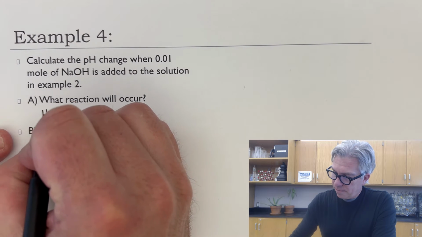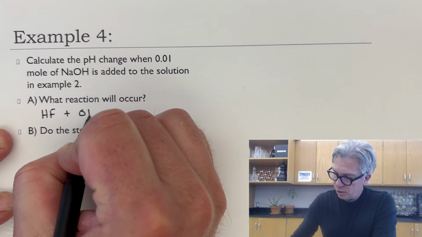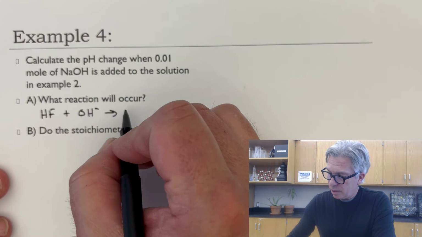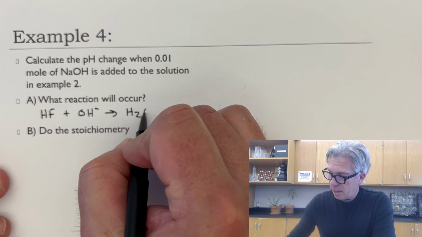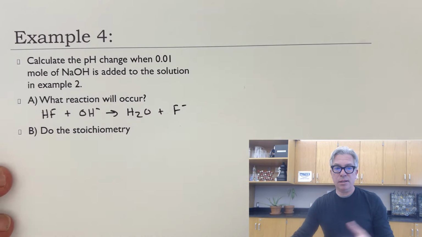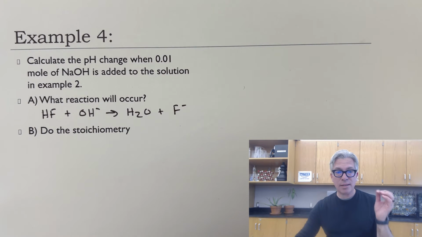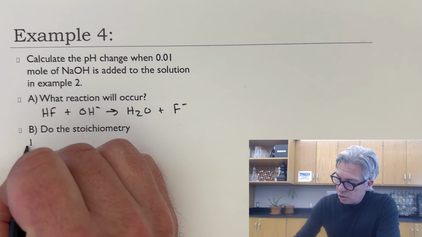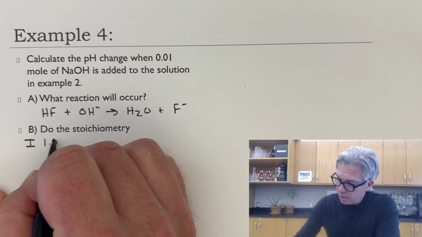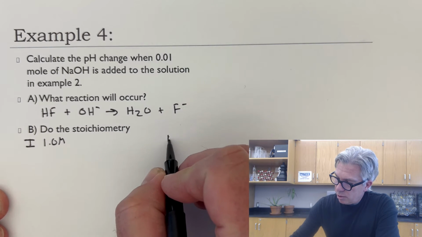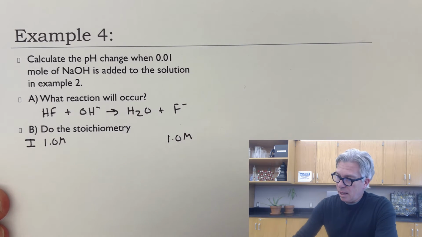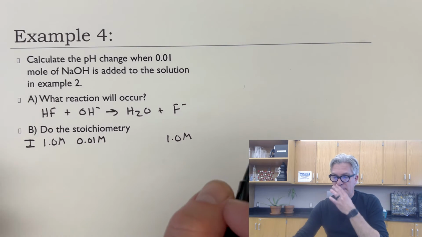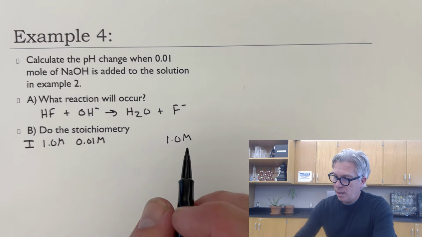So the HF is actually going to react with the OH, and we're going to give a single arrow here. It's basically a straight line shot. And what it's going to do is it's going to make some water and some more of the fluoride ion. Okay, let's do some stoichiometry. We'll actually do two ICE tables here. So initial, we actually had 1.0 moles per liter of this and 1.0 moles per liter of that. Okay, and then what if I add 0.01 moles per liter of that? It's that many moles in 1 liter of the solution.